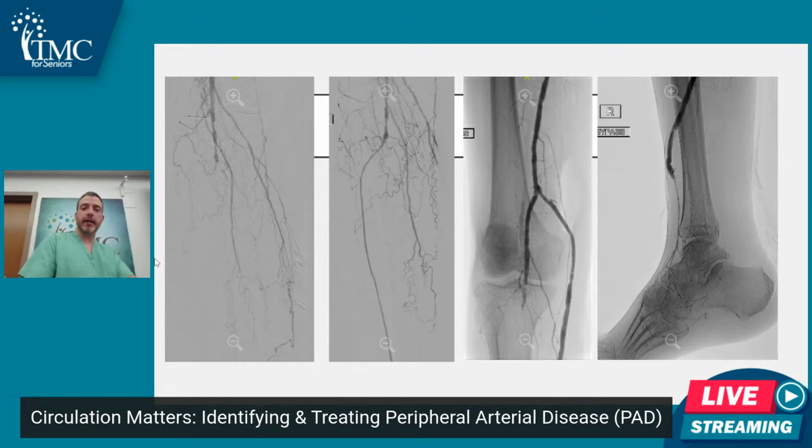So we had a conversation with him, and we decided to do a bypass. And so you can actually see the picture of the bypass in that third picture. It's kind of going off towards the screen right, going around the blockage, and then you can see it sewed into that much smaller blood vessel just above the ankle.